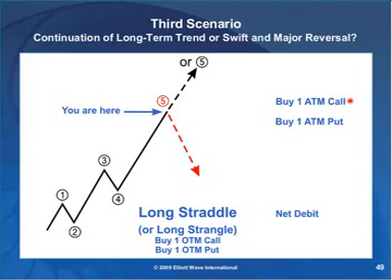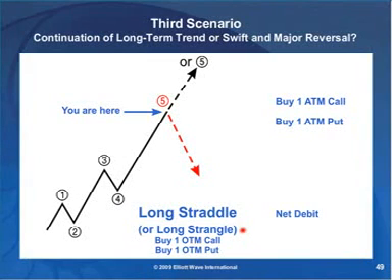A long straddle is where you buy an at-the-money call and you buy an at-the-money put, and you're positioned to go either way. It's expensive. You have a net debit. You're buying right at the money. You're paying top dollar. That's why you only do this in a situation where you're at a major turning point and you can go up or down in a big way. Otherwise, it's not worth the cost.